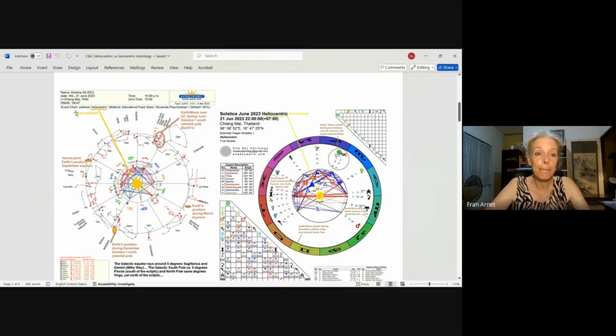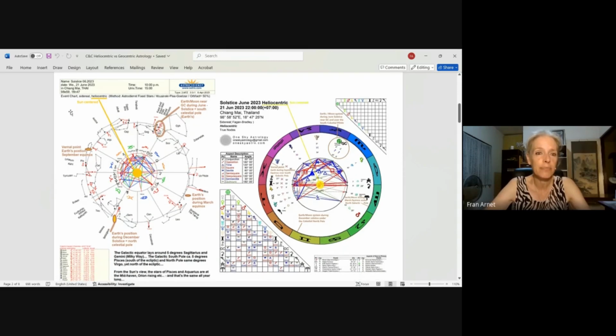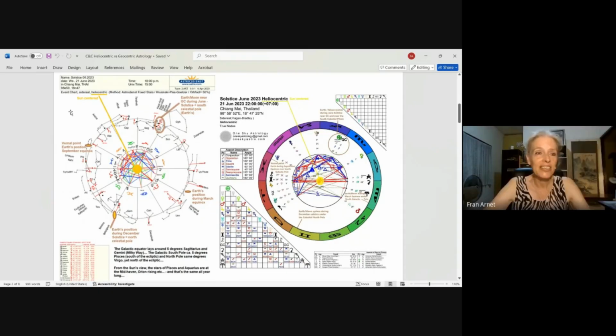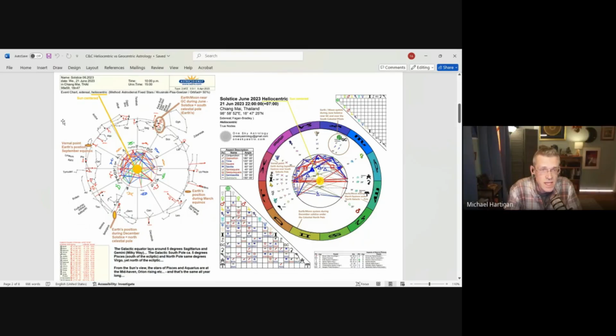And please understand, in heliocentric view, the location is actually not really relevant. The location on Earth is not a factor, but it is of course relevant to time zone calculations. So I want to take one second, Fran, and just unpack this to introduce what people are looking at.